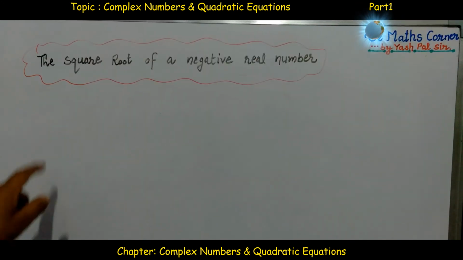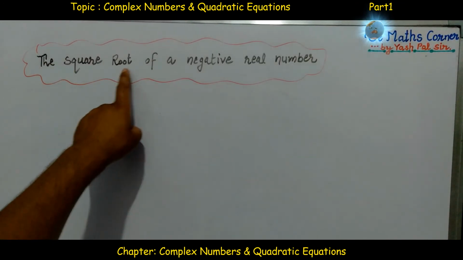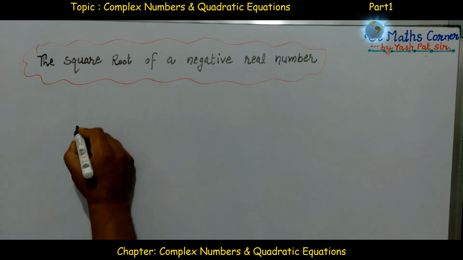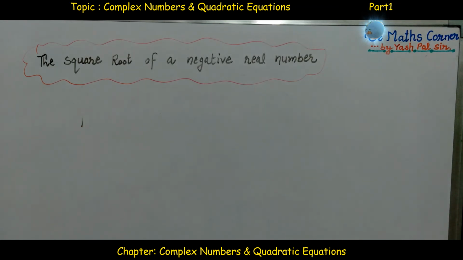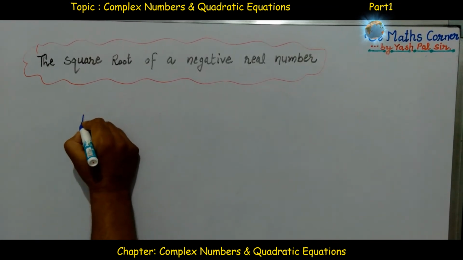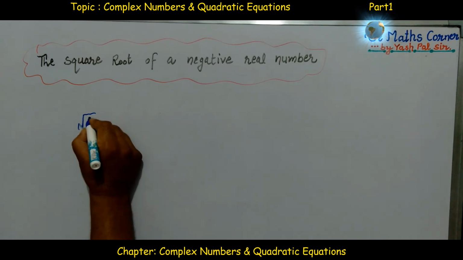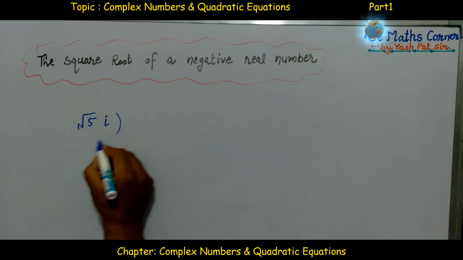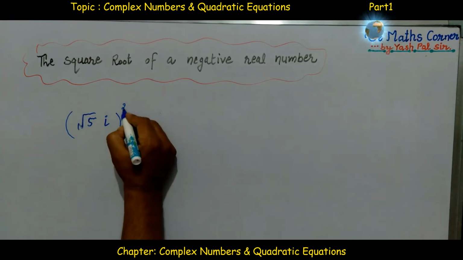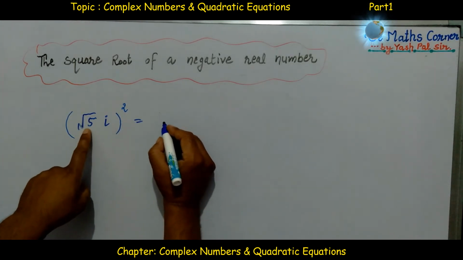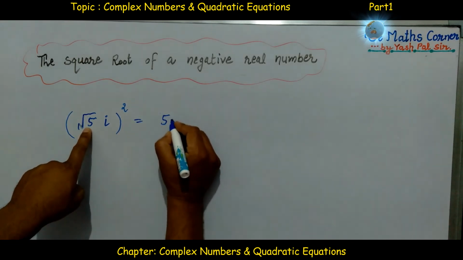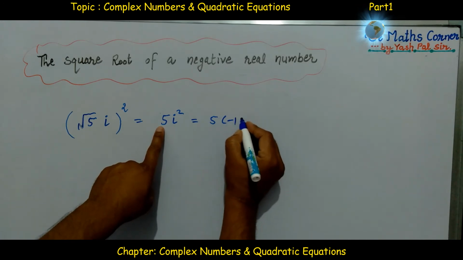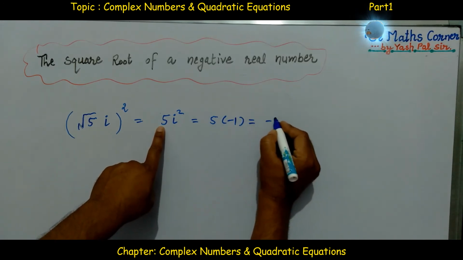Now let us discuss how to find the square root of a negative real number with the help of one example. First of all, suppose I have one number. I am taking here square root of 5 iota outside. If I take the square of this, then what happens? This is equal to square root 5 whole square is 5 iota square. So iota square means minus 1. So the answer is minus 5.